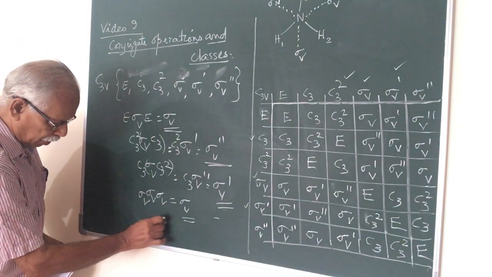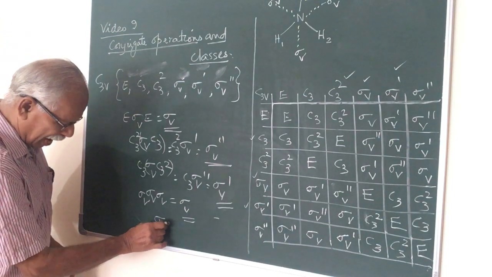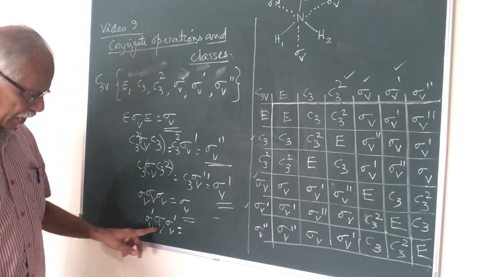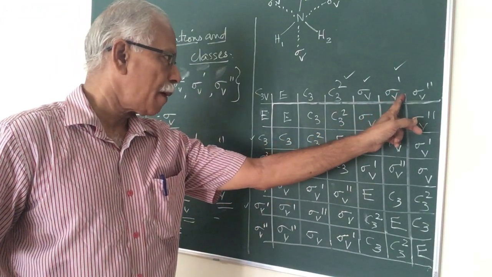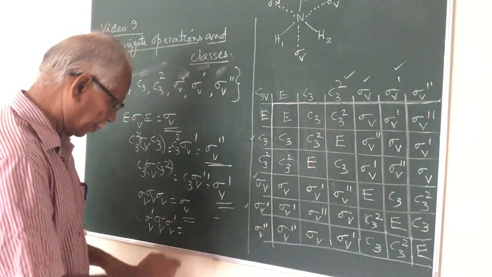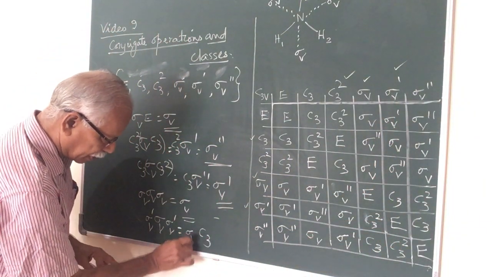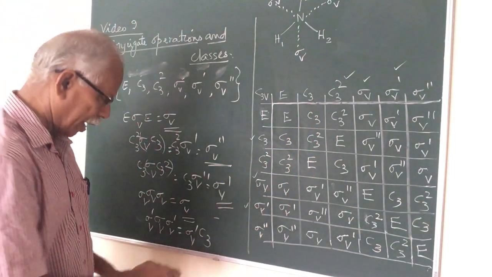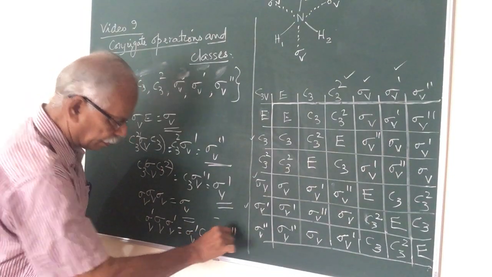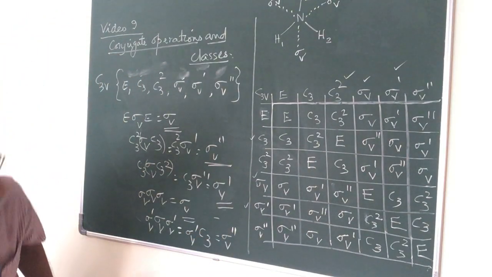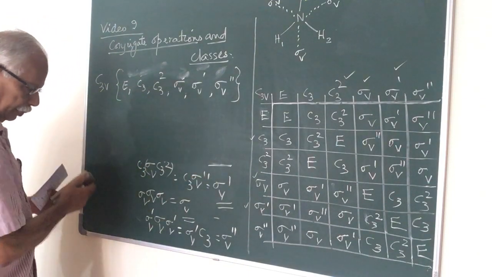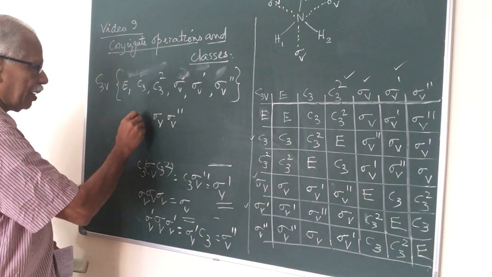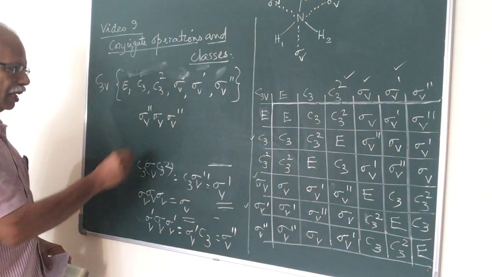Then sigma v dash: sigma v dash, sigma v dash, sigma v is C3; C3 followed by sigma v dash is sigma v2 dash. Lastly, you take sigma v, multiply it with sigma v2 dash and its inverse, which is sigma v2 dash itself.